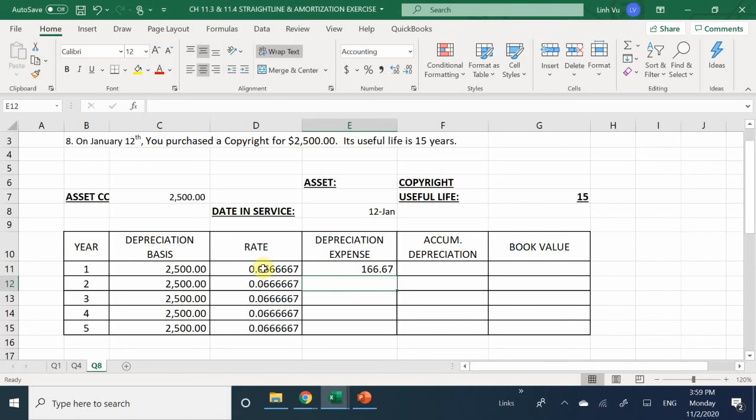So I had 0.066666, four sixes. Should I go out as far as you've gone out? You can if you like. Obviously, the more numbers, the better. With Excel, you could actually put the formula in here, so it gives you the long number without you having to type it in.